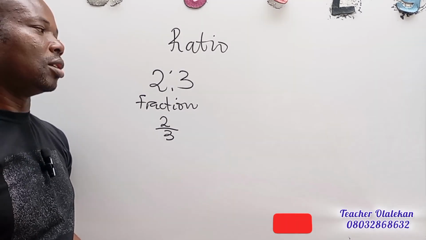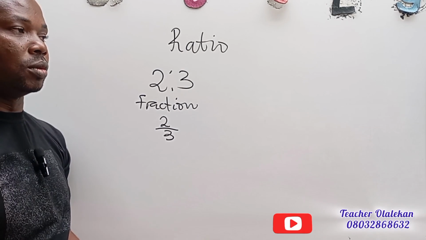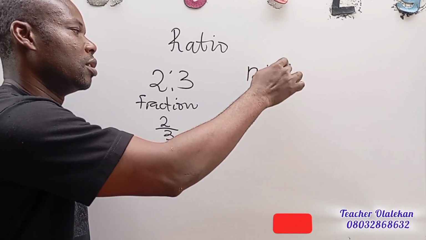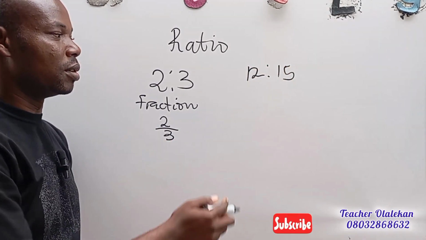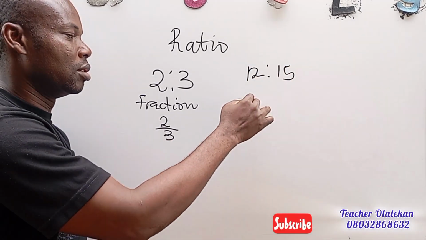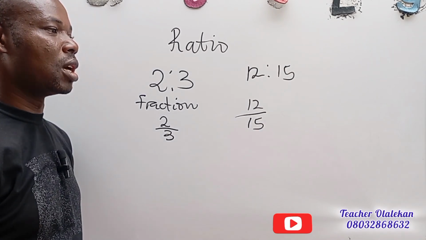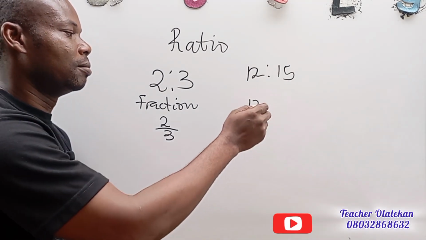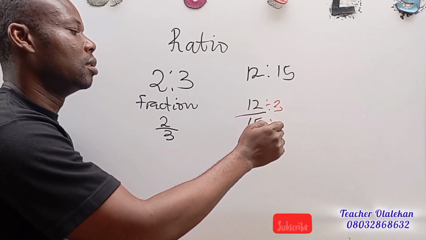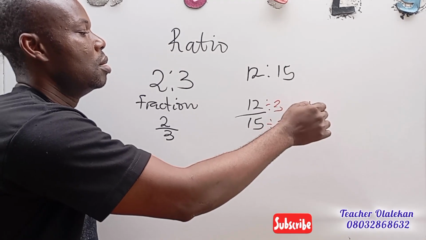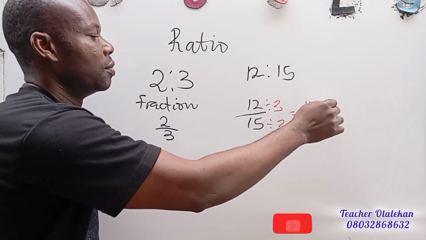So that leads us to what we call simplification of ratio. So when we want to simplify a ratio, say 12 ratio 15, do not forget I said a ratio is something as a fraction. It now becomes 12 over 15, which can be reduced by dividing by 3, divided by 3, divided by 3. And that gives us 4 ratio 5.